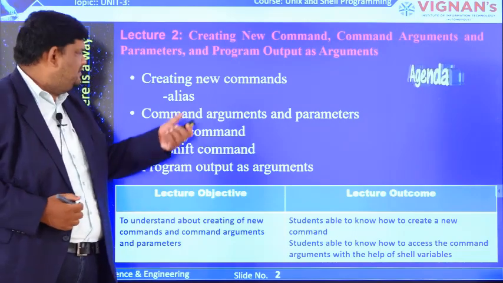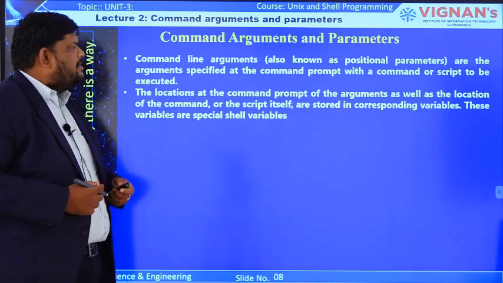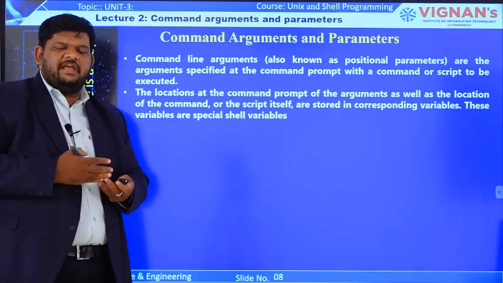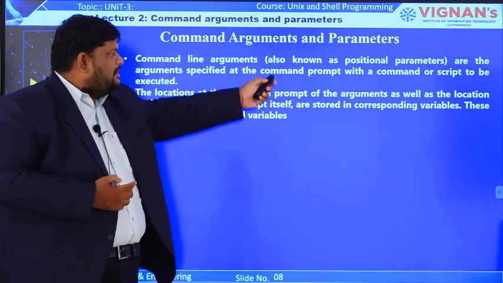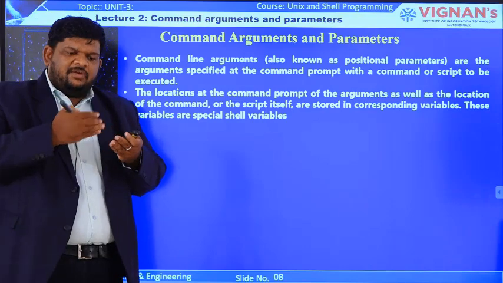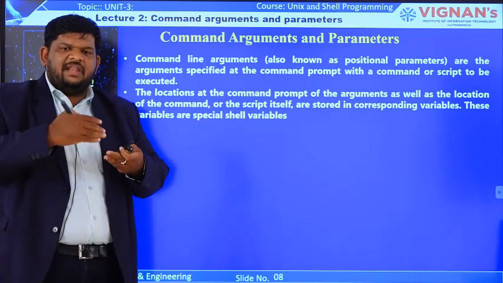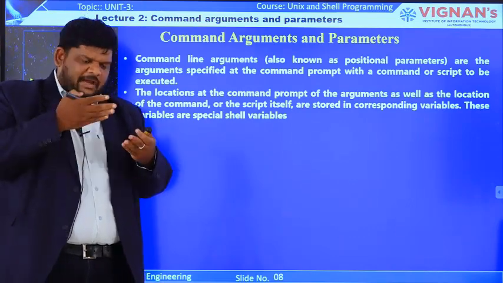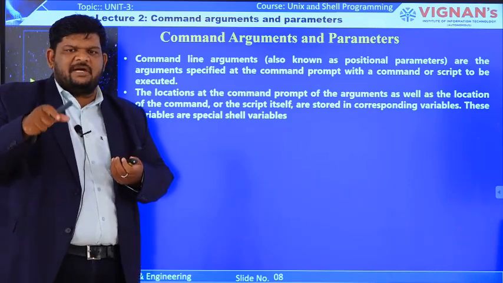In the previous lecture we covered creating new commands. The next topic in this lecture 2 is command arguments and parameters, also known as positional parameters. These are the arguments specified at the command prompt with a command or script to be executed. That means along with the command we give some arguments. Those arguments are known as positional parameters, and they act as an input to the program. At the command line prompt, along with the command, the arguments we provide are known as command line arguments.